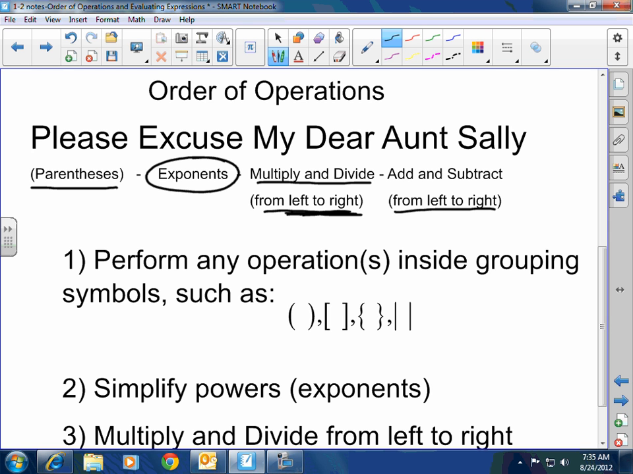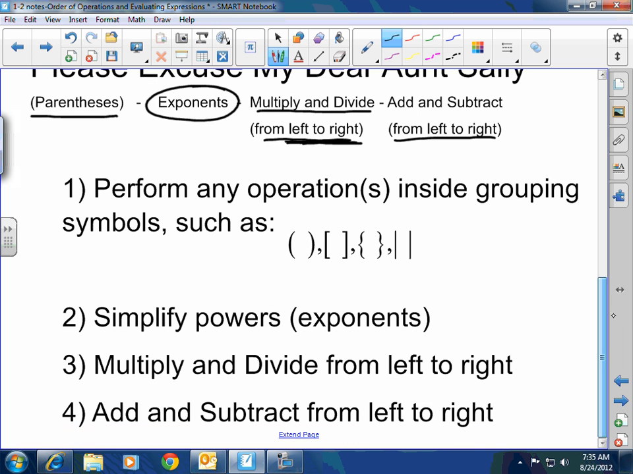So again, number 1, P, parentheses. Perform any operations inside grouping symbols such as parentheses, brackets, braces, or absolute value first.